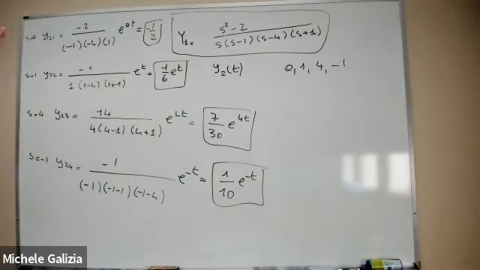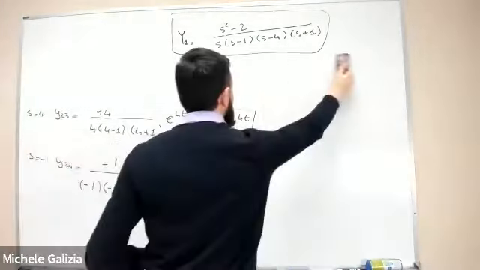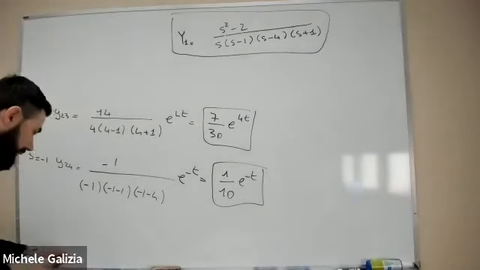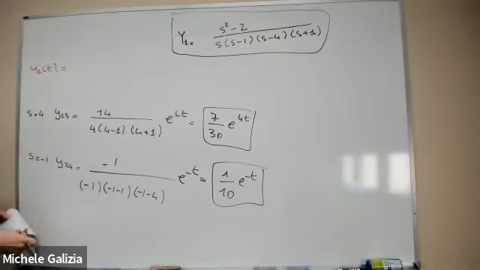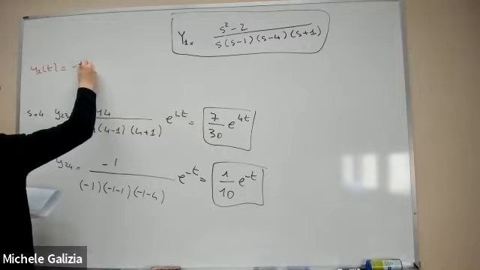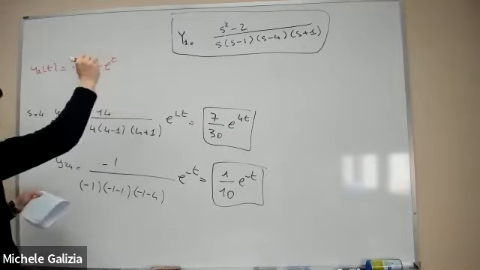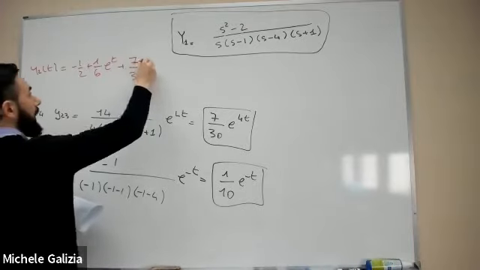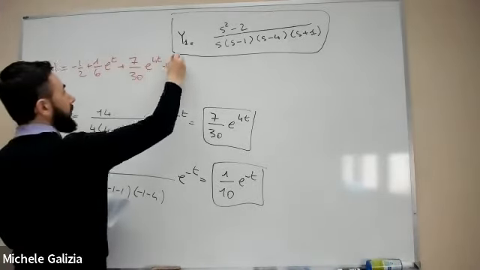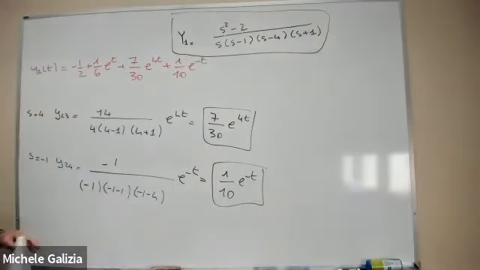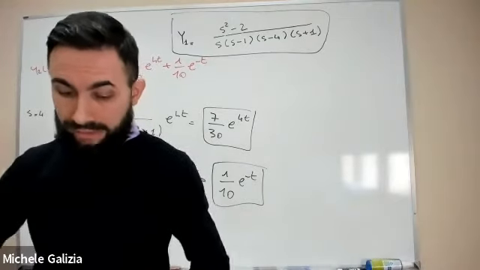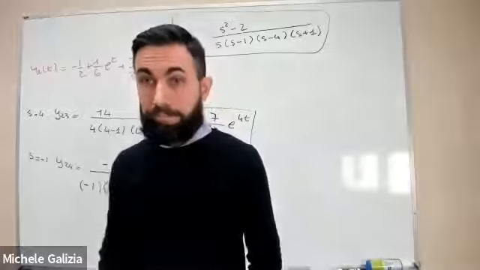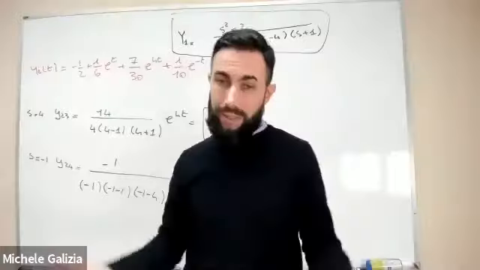And so now I have to just sum these contributions together. In this way, I get y2 as a function of time, which is minus 1/2 plus 1/6 exponential of time, plus 7/30 exponential of 4 time, plus 1/10 exponential of minus time. And this, coupled with y1, is one of the 2 solutions of this differential equation. Make sense? Yes. So as you see, the procedure is always the same.